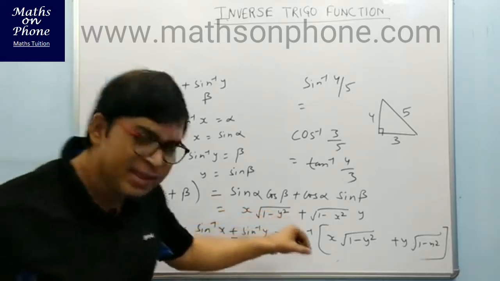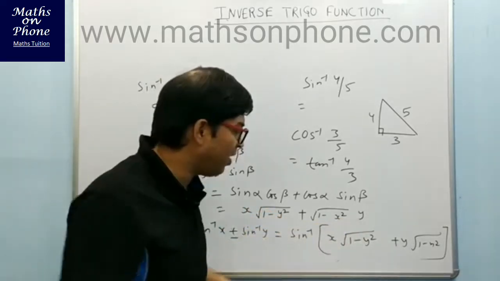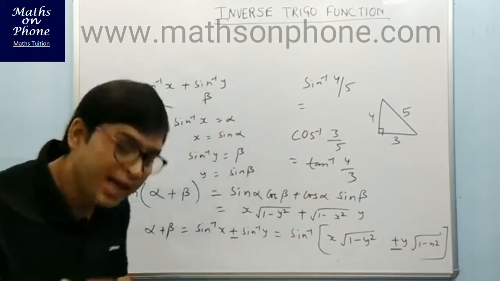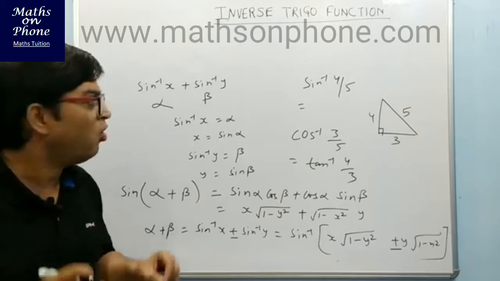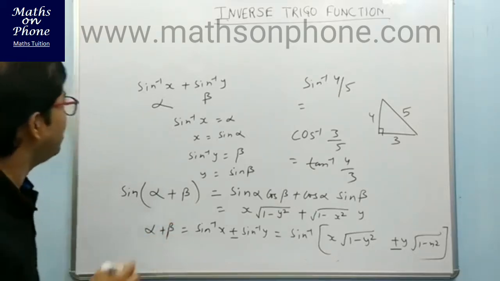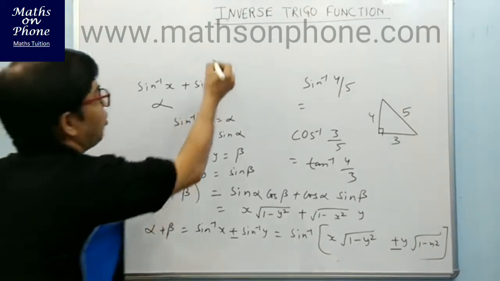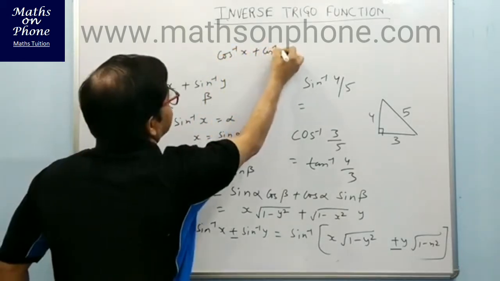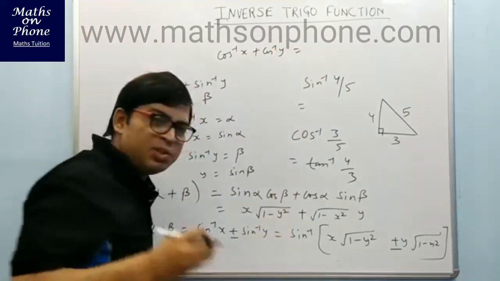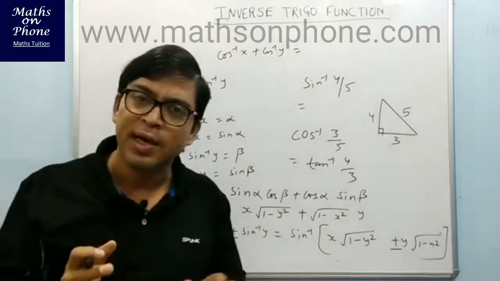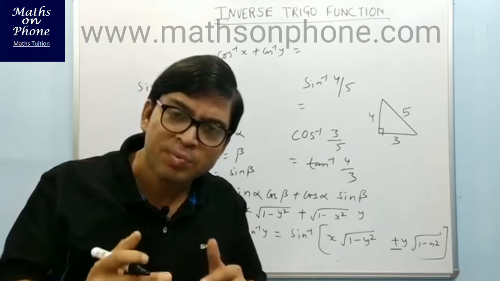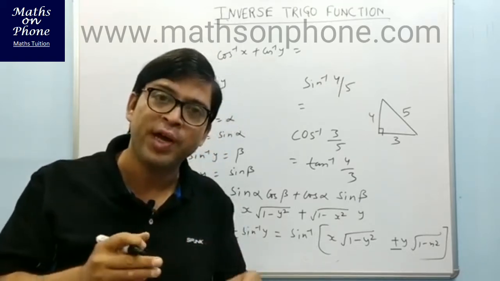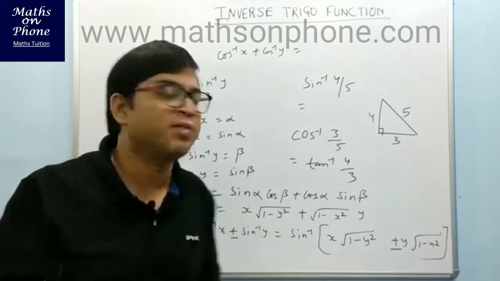Suppose I need to find the formula for sine inverse x minus sine inverse y. The formula will be in the same pattern. X under root 1 minus y square minus y under root 1 minus x square. This pattern you follow, you can develop any formula. Suppose I need to find the formula for cos inverse x plus cos inverse y. That is, just remember the formula of cos a plus b. What is that? Cos a cos b minus sin a sin b. If you remember in this way, you can easily memorize the formula.